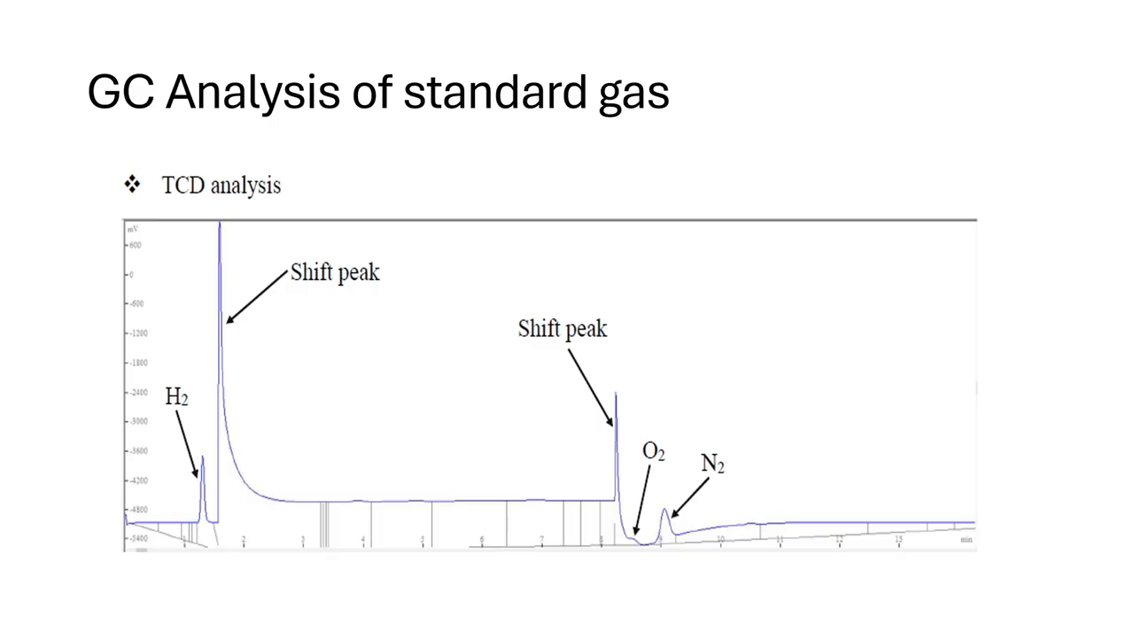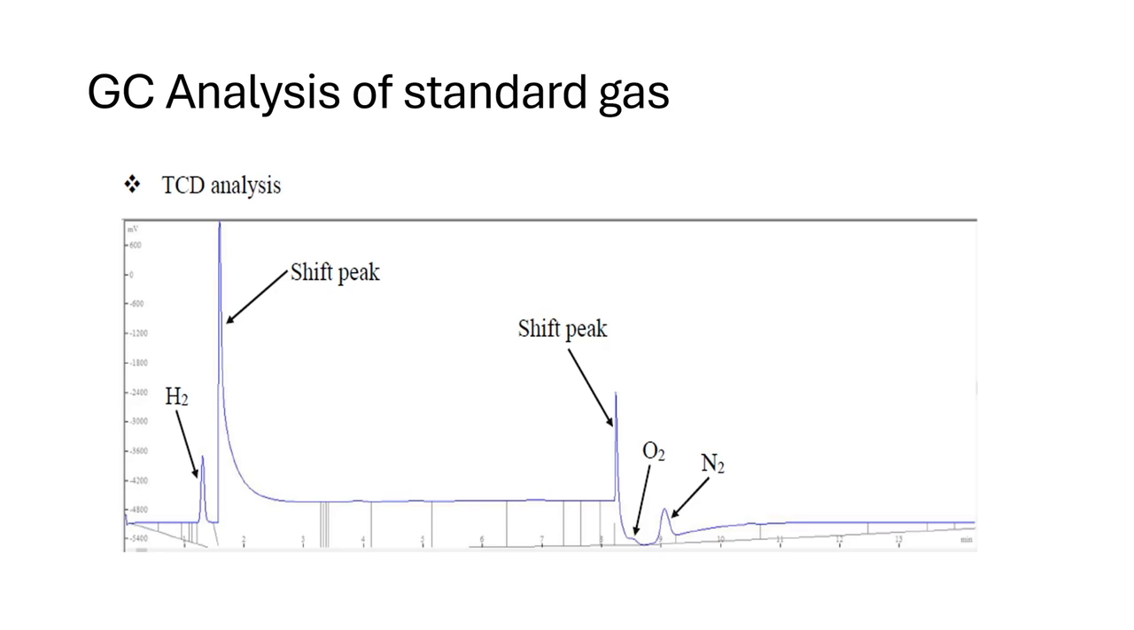So we have analyzed a standard gas with a composition of permanent gases such as hydrogen, CO2, carbon monoxide, and also gases such as oxygen, nitrogen, along with CO2, methane, ethylene, and ethane in our system. We have taken a standard gas canister and injected it into the GC.